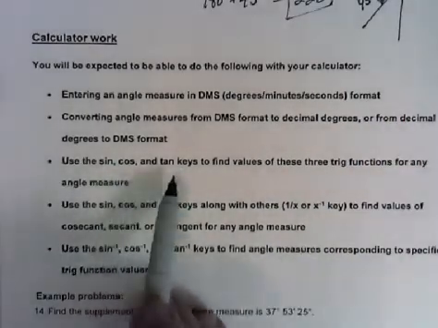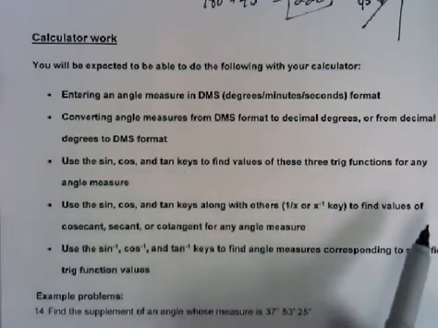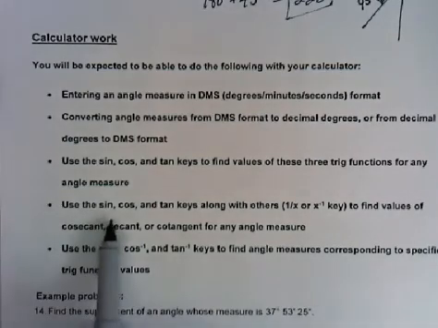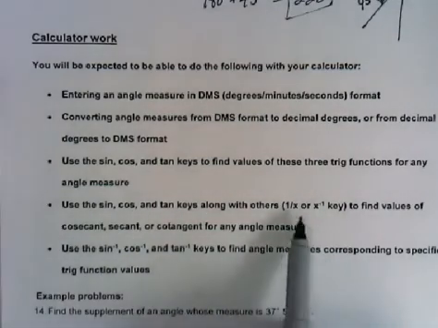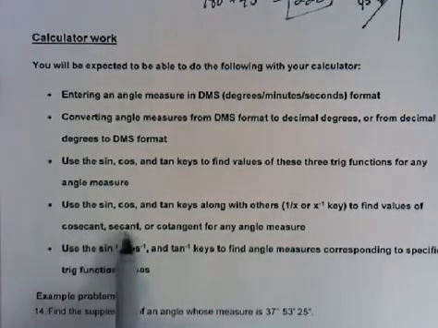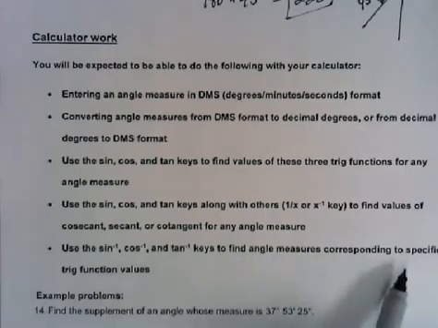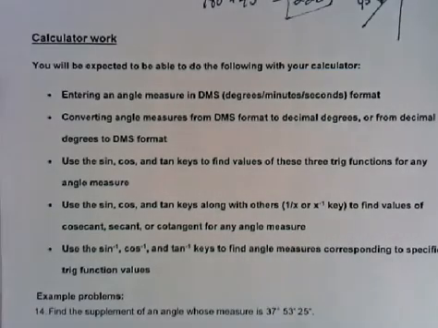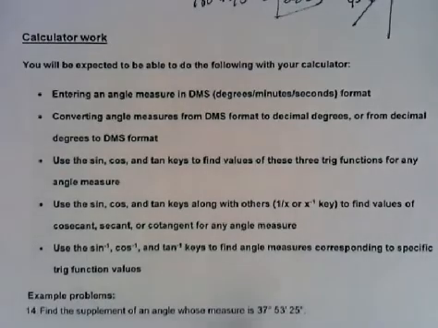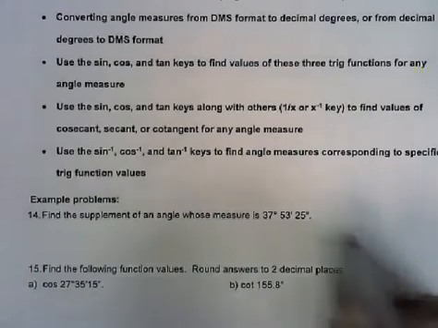How to use the sine, cosine, and tangent keys on your calculator to find values of those three trig functions for any angle measure. And then how to use those three keys along with doing either 1 over x or using the x to the negative first key to find values for the other three trig functions. And then finally using the inverse trig functions to find angle measures if you're given a specific trig function value. We'll go through some examples of these types of problems.